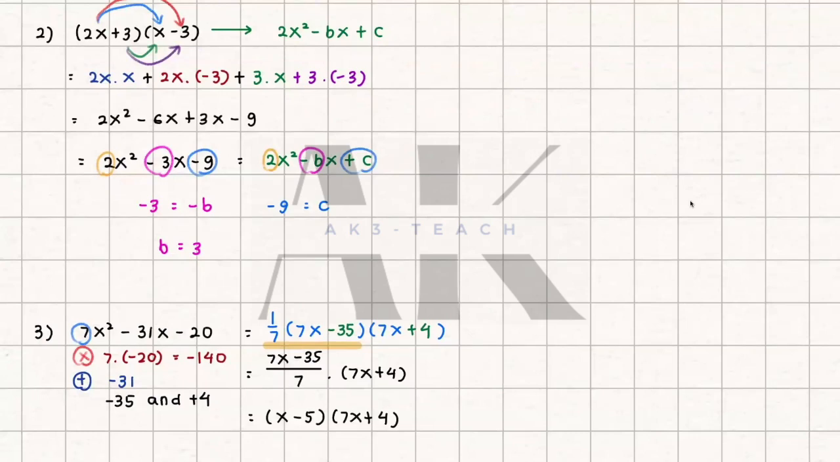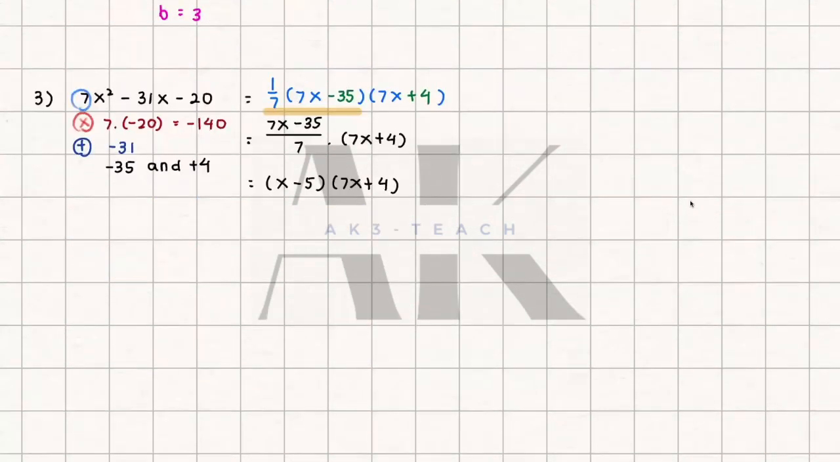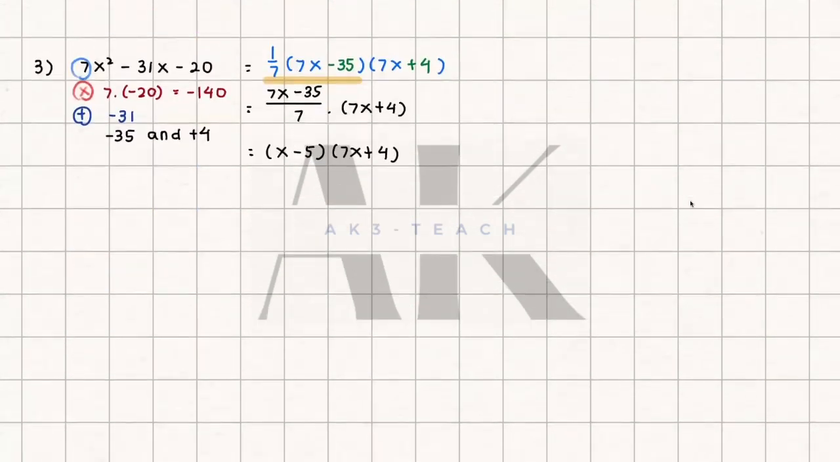How is it? Good enough? I hope you can still follow through well. The next one, let's see.